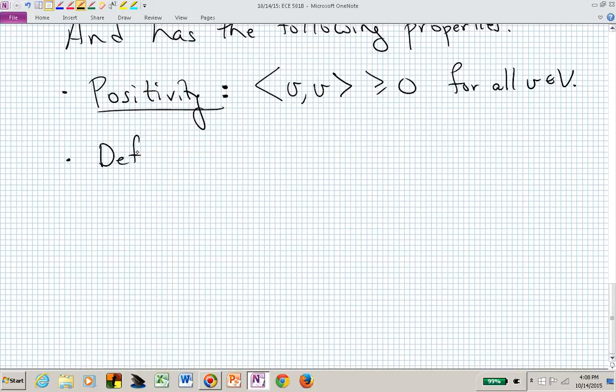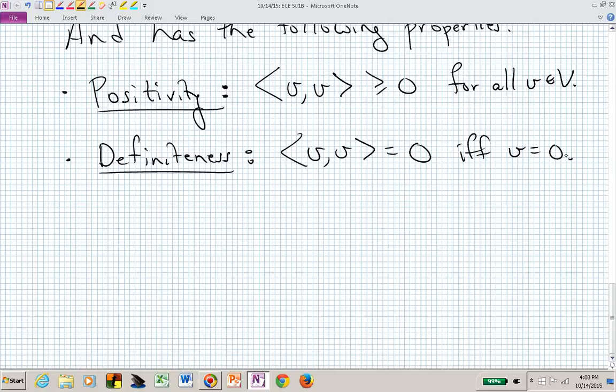The second property that it needs to possess is definiteness, which means if we again take the inner product of a vector with itself and it equals 0, the only time it's going to equal 0 is when the vector itself is the 0 vector or the 0 element, if and only if V is equal to 0.